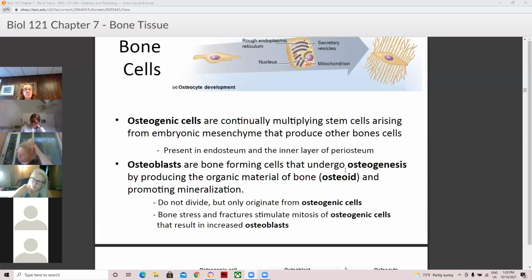So osteoblasts are going to undergo osteogenesis, meaning they're producing the organic material of bone and promoting the mineralization of that osteoid organic material. They don't divide, but originate only from osteogenic cells, the stem cells. Bone stress or fractures can stimulate mitosis of osteogenic cells that result in increased amounts of osteoblasts being produced.